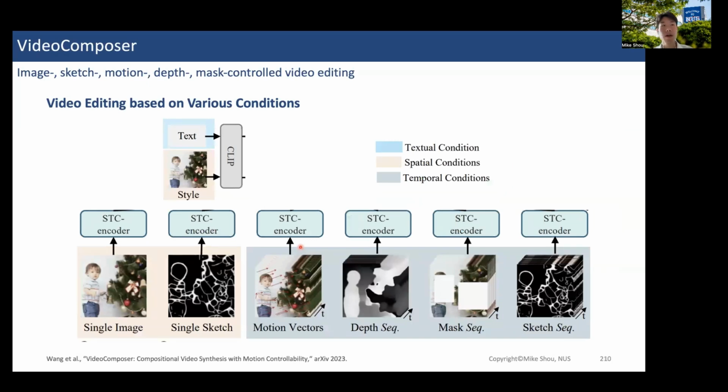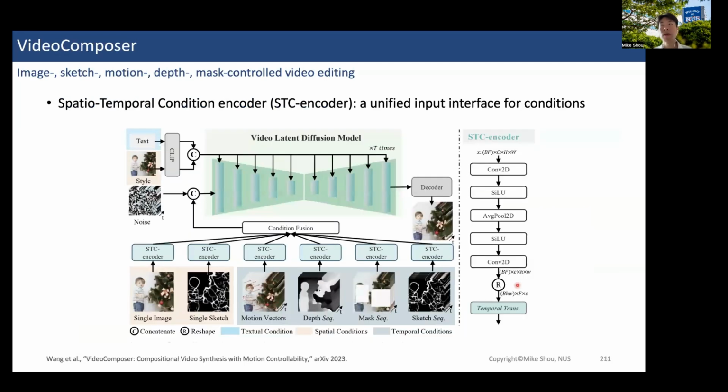And this work, VideoComposer, is quite powerful in the sense that they explore a large variety of different controls, like providing a single image as a control, or sketch, motion vectors, depth map, mask. In terms of implementation, I think it's straightforward. Essentially, they have this spatial temporal condition encoder. It has been trained for dealing with different kinds of modalities, and is also a unified input interface for conditions, so that you can fuse these different conditions all together.